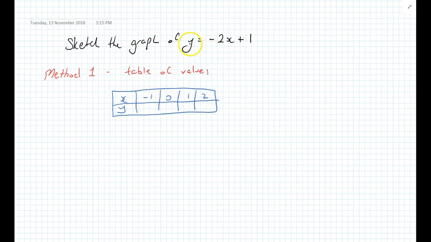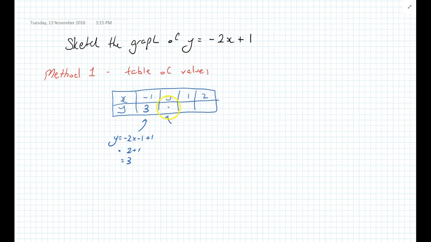So for x equals -1, I've got y equals -2 times -1 plus 1. I'm going to work it out down here just so that we're clear. I'm going to get 4 points, plot them, and then draw a line through them. So this is equal to -2 times -1 is 2, plus 1, which equals 3. So in this box here goes a 3.